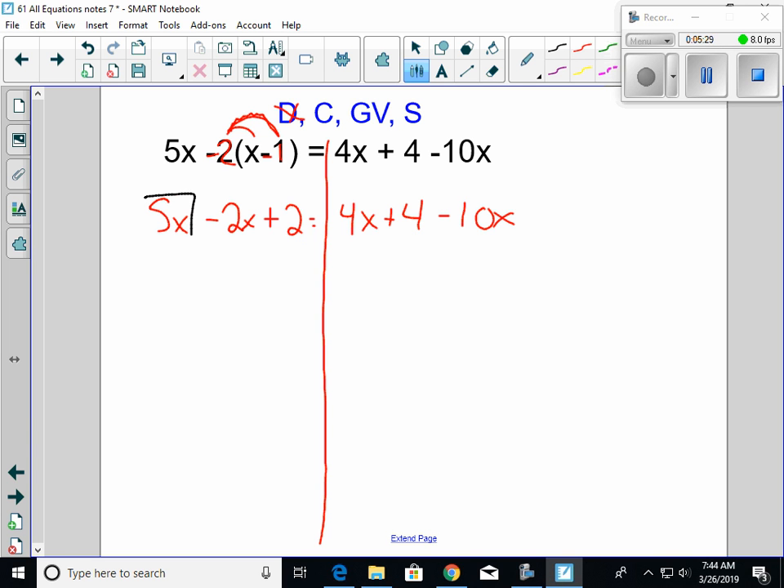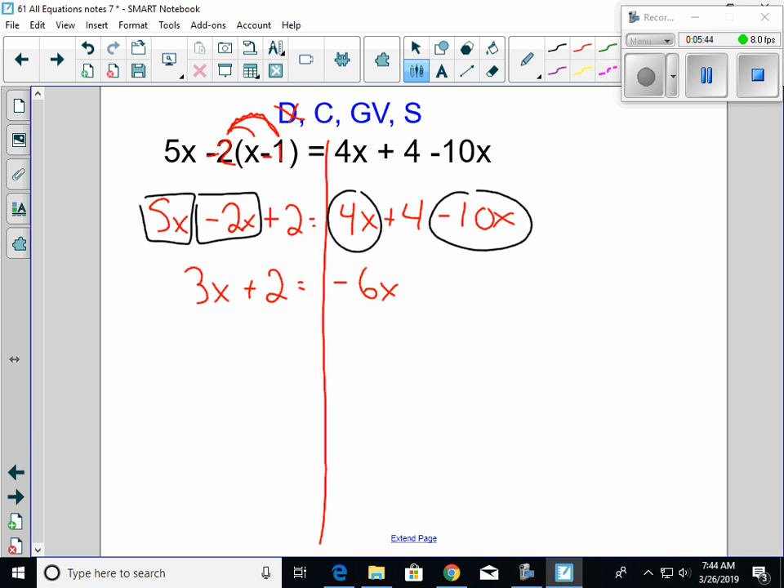Combine like terms. 5x minus 2x is 3x. 4x minus 10x is -6x. Get the variables to the same side. Opposite of -6x is +6x. Okay, so you have 9x plus 2 equals 4. Now we can solve this.